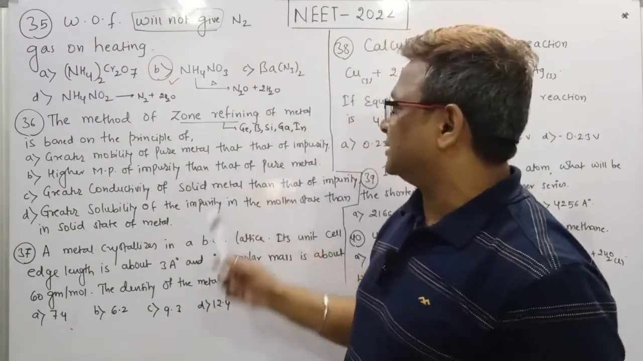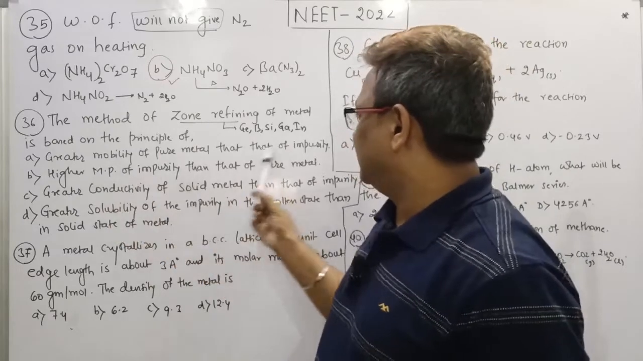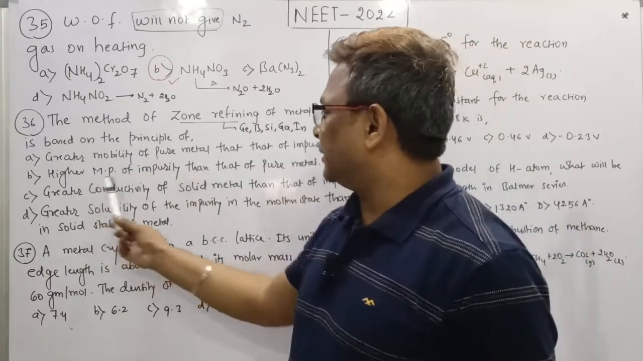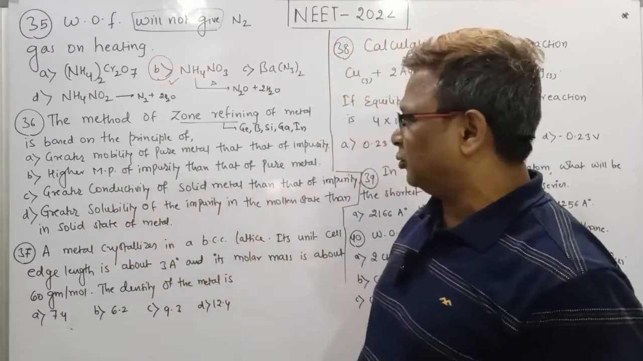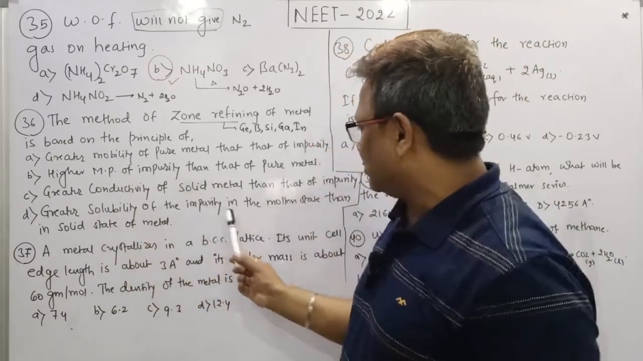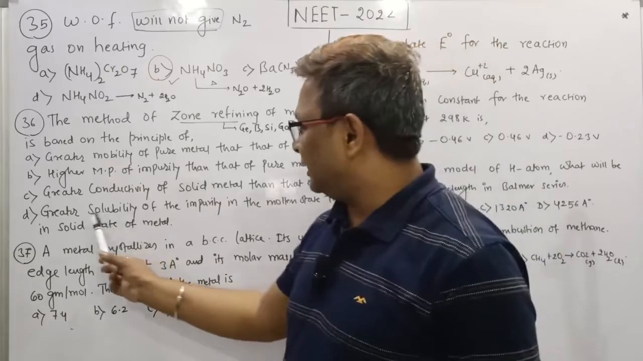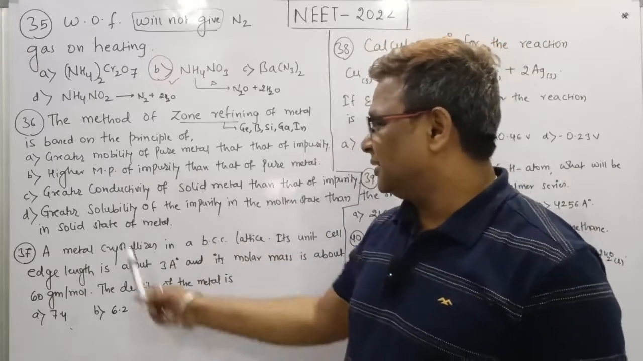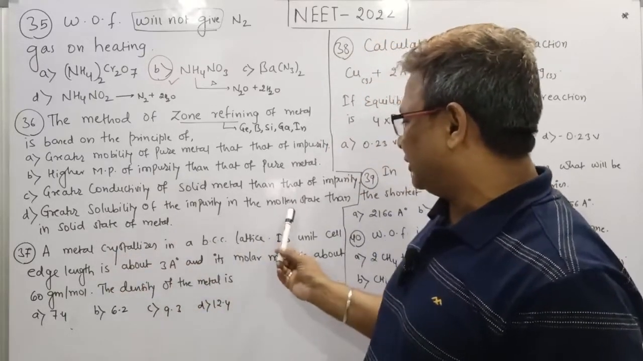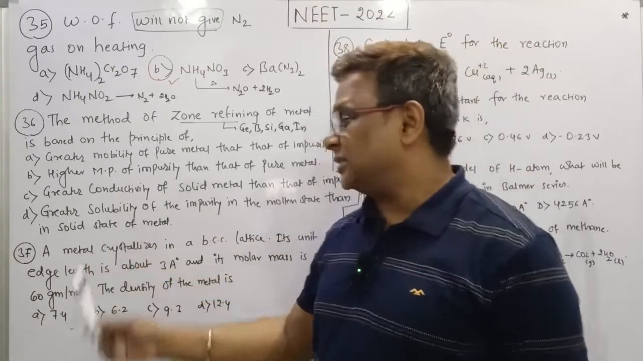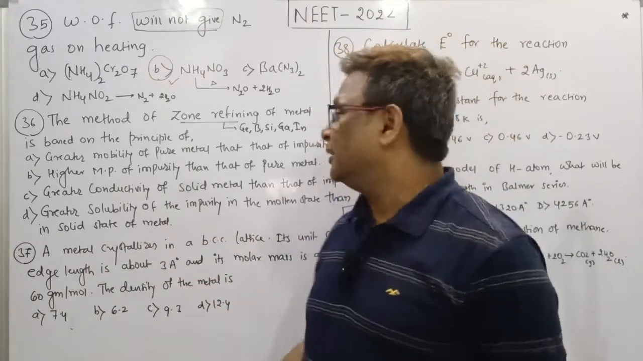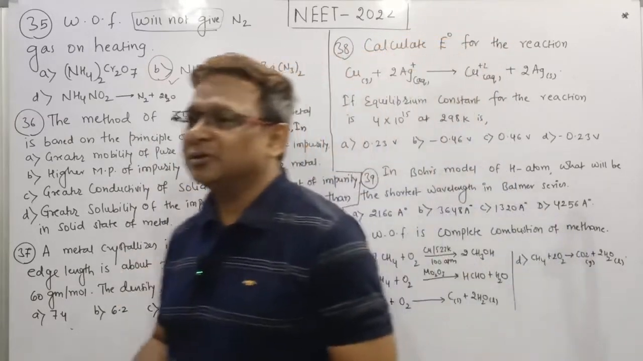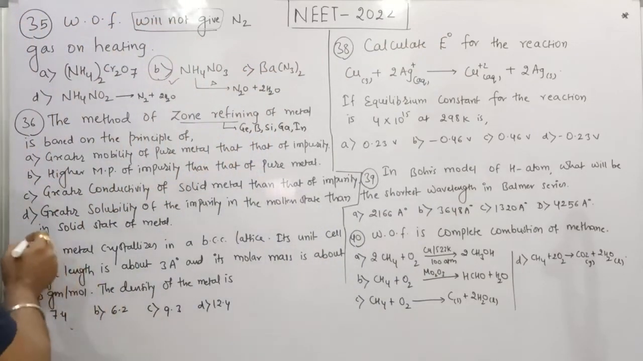For that, you can see, beta: greater mobility of pure metal than that of impurity? No. Higher melting point of the impurity than that of the pure metal? No, beta. Greater conductivity of solid than that of impurity? No. Greater solubility of the impurity in the molten state than in the solid state. Means the solid state will have less solubility of the impurity. Hence, the method of zone refining of metal is based on the principle of the fourth option. So option D will be correct.